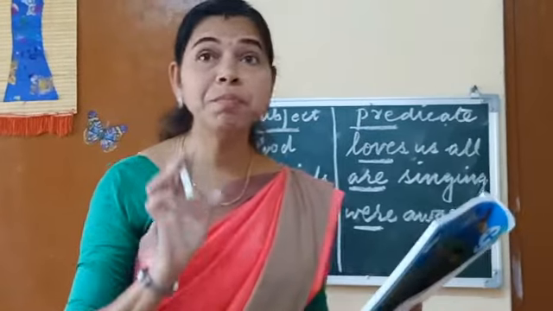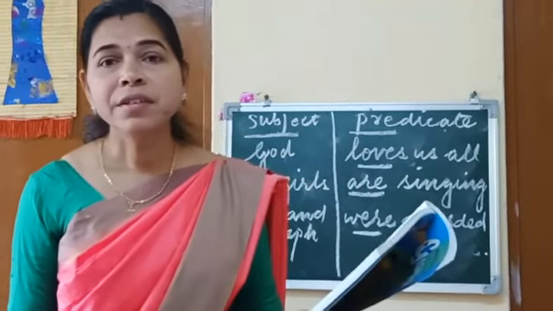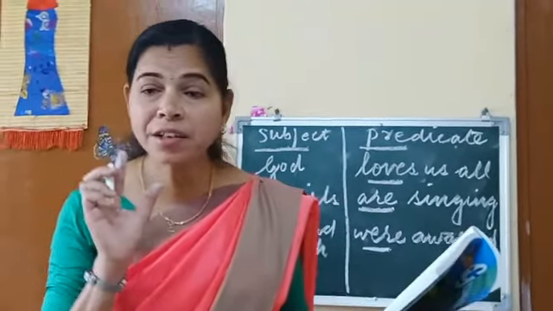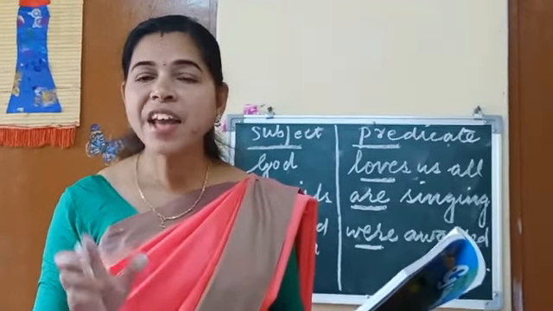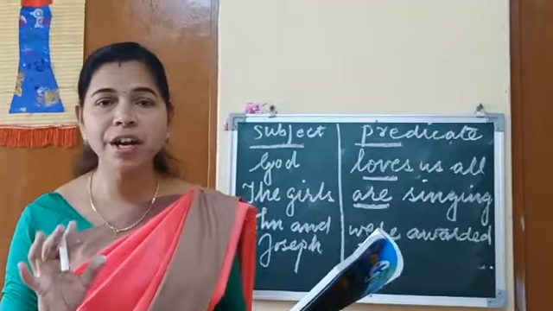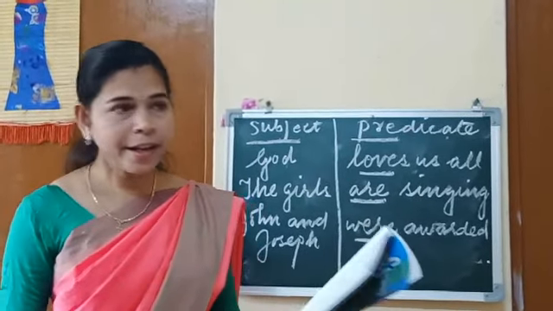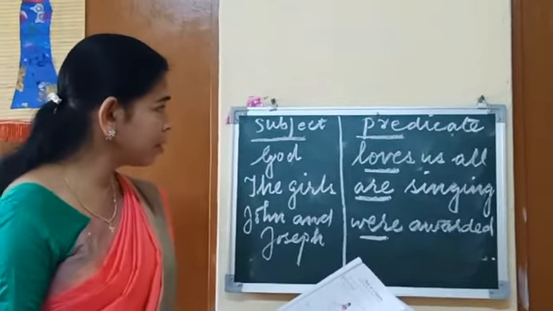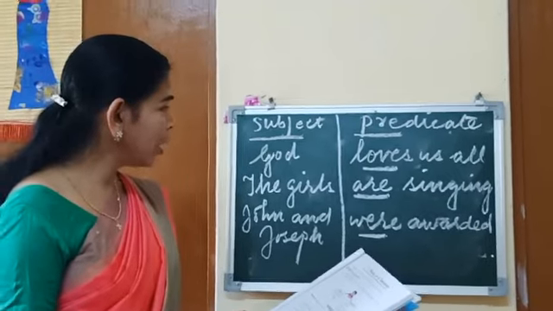A sentence has two parts, subject and predicate. The doer of the action is called the subject, and whatever is stated or said about the subject is known as the predicate. And I showed you a few examples. Hope you are clear with it.